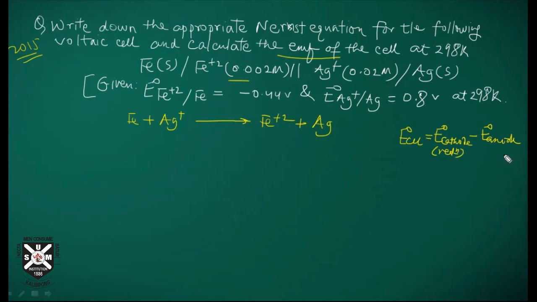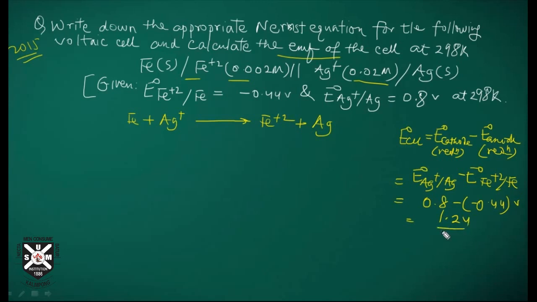Reduction should take place. Reduction should be taken into consideration. So E naught cathode, this is the cathode, Ag+ by Ag, minus E naught anode. Iron is the anode here, so Fe 2+ by Fe. What are the values? 0.8 minus minus 0.44 volt. So what will be the value? 1.24. This is the standard EMF of the cell. The cell equation is here.